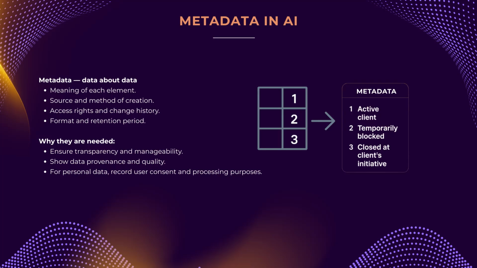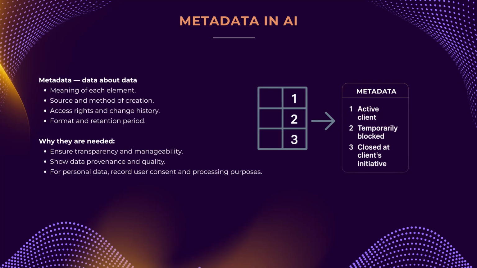If data are books in a library, then metadata are the catalog cards that tell us about these books. Metadata are data about data. They describe what each data element means, how it was created, who has access rights, when it was last updated, and in what format it is stored. In the context of AI systems, high-quality metadata solve numerous practical tasks.